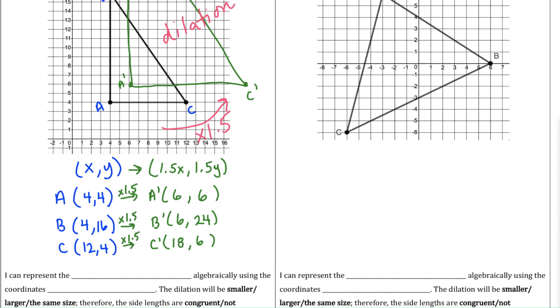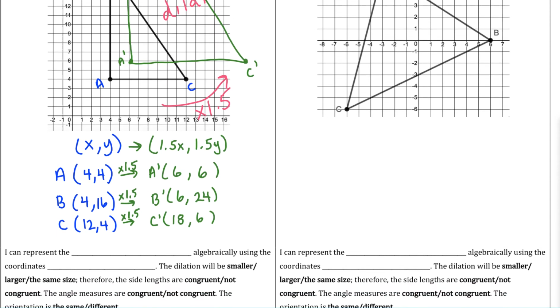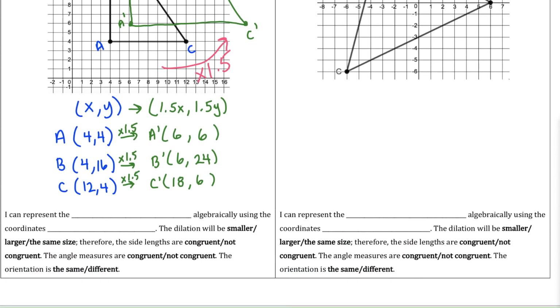Okay, so I can represent the dilation. This is a dilation. I'll keep it in red. I can represent the dilation algebraically using the coordinates 1.5x and 1.5y. The dilation will be, okay, so we got larger, right?